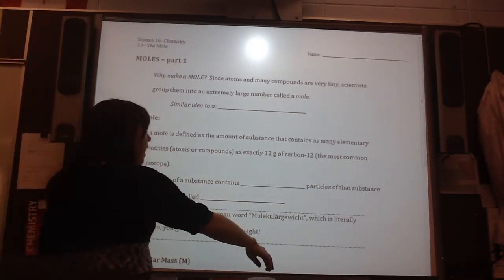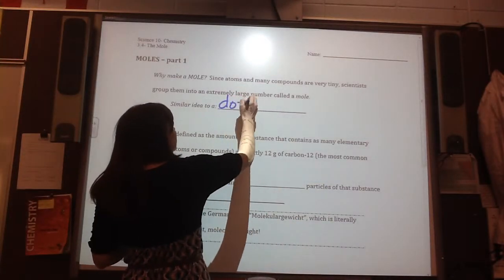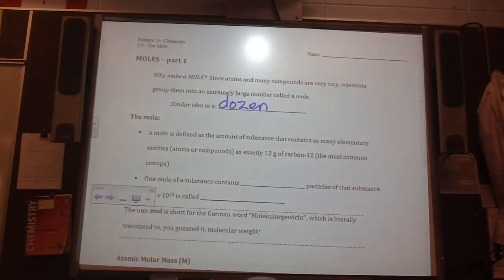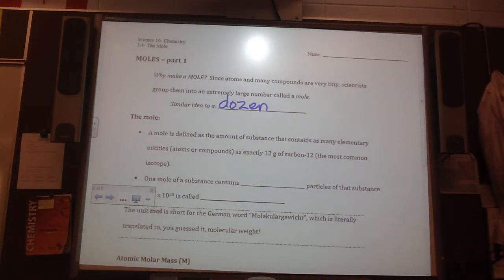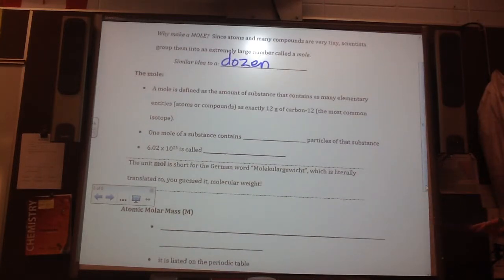So this is a similar idea to a dozen. When we think about how we use the context of a dozen, that's kind of like why we use the context of a mole. A mole is defined as the amount of a substance that contains as many elementary atoms or compounds as exactly 12 grams of carbon-12. It's like taking a reference point. We have to have something to compare it to, so we use carbon.